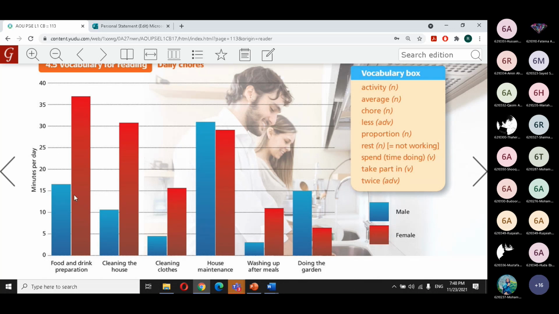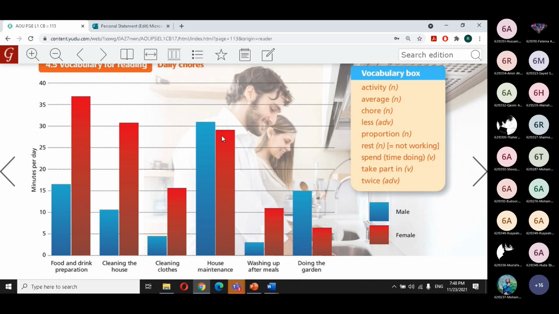You will find that here we have columns. These are columns. And the columns are in two colors, red and blue. What do the colors refer to? You go here to the key. You can find the key here. The blue refers to male. The red refers to female.